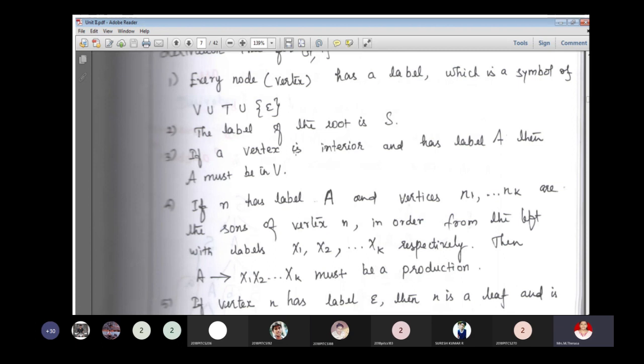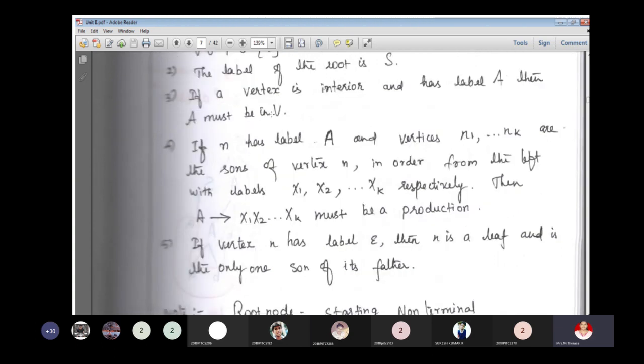Clear? Okay. Fourth point. If n has the label A and the vertices n1 and so on up to nk are sons of the vertex, in order from the left, with the labels x1, x2, up to xk respectively, then there is a production A tends to x1 x2 and so on up to xk. So if you have an interior node with a variable whose children are marked x1, x2 and so on up to xk, then there should be a production rule in the grammar A tends to x1 x2 ... xk.